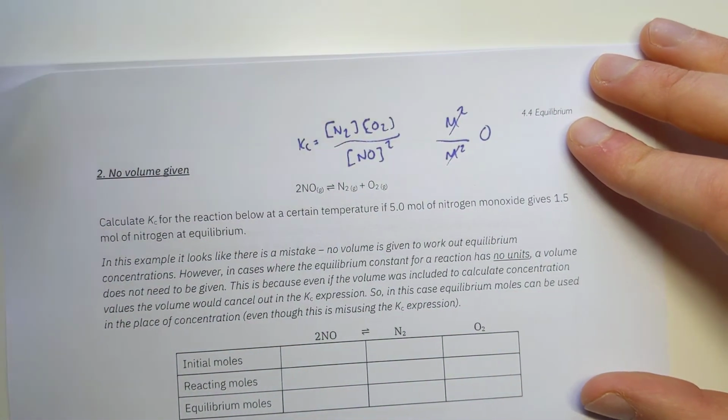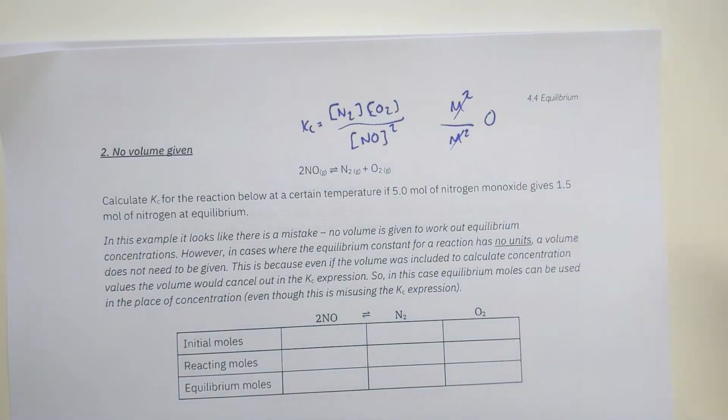The implication for that, and this is only a rule if Kc has no units. The one we looked at on the last page did have units, so we couldn't use this rule. You don't actually need to convert into concentrations.